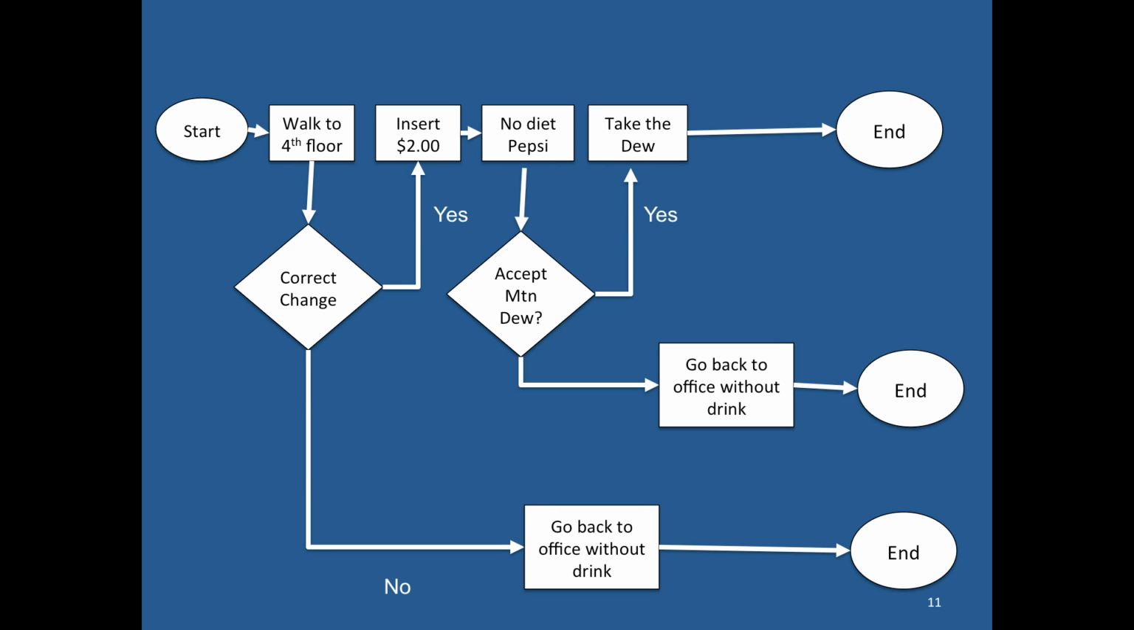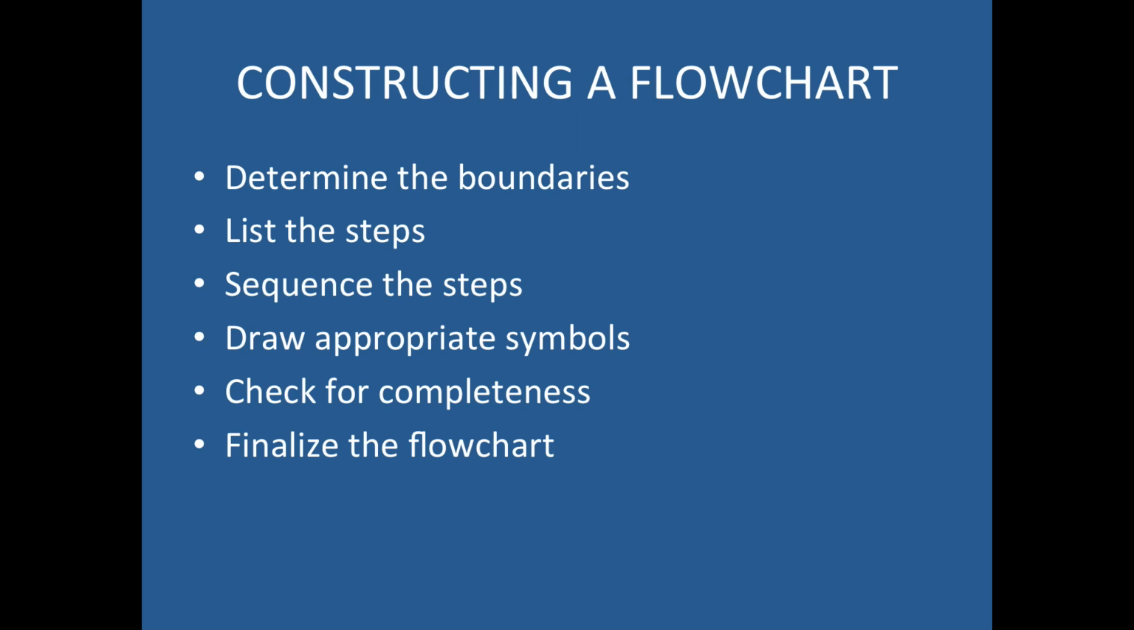So you can see that a process diagram can get complex quite quickly, and it needs some careful thought as we put it together. When we build a process diagram, we have to be systematic and follow some basic steps. We have to determine the boundaries. We need to list the steps we follow. We need to sequence the steps properly. We have to draw the appropriate symbols for the steps. Once it's done, we need to check for completeness and then finalize it.